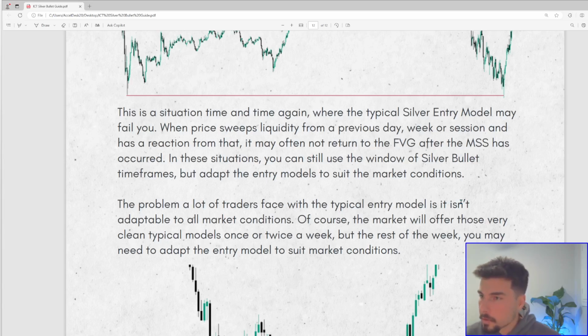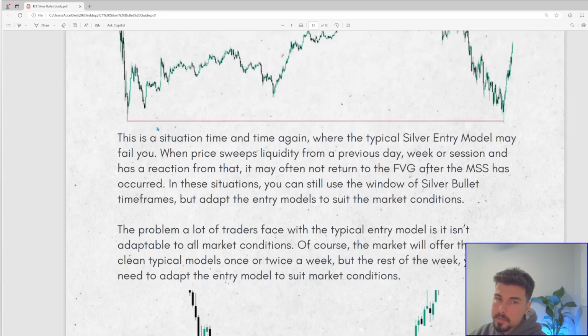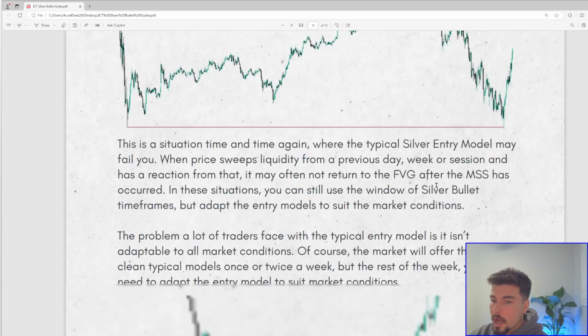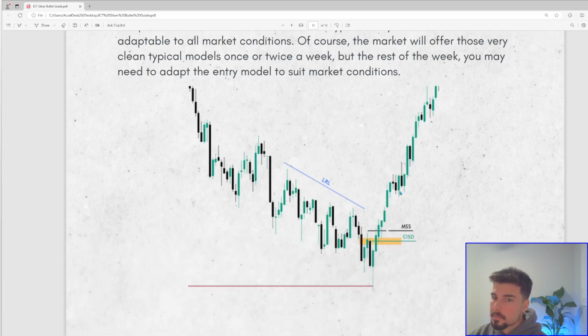You might get a sweep of liquidity, which we do. You might get a market structure shift, but no return. And you've got your limit order set there. Yeah, beautiful. Price is going to return. It doesn't have to. Why? Because you've just swept liquidity from quite a long time ago, and we've got low resistance liquidity to target.